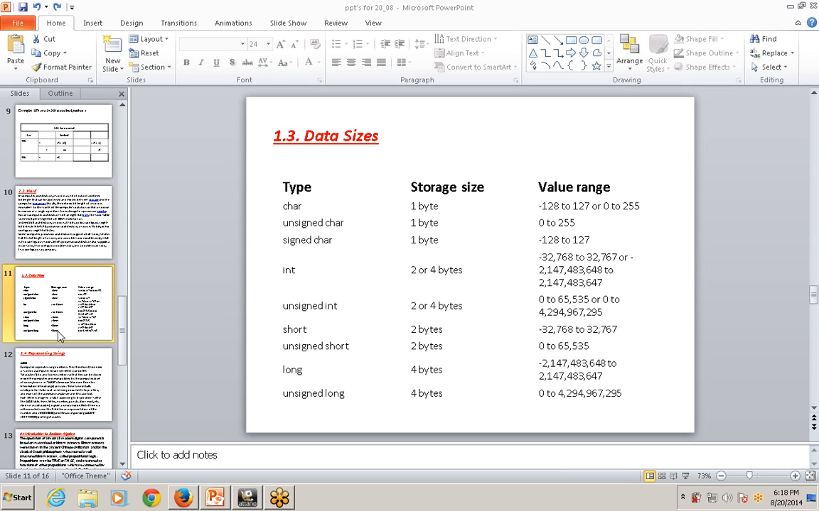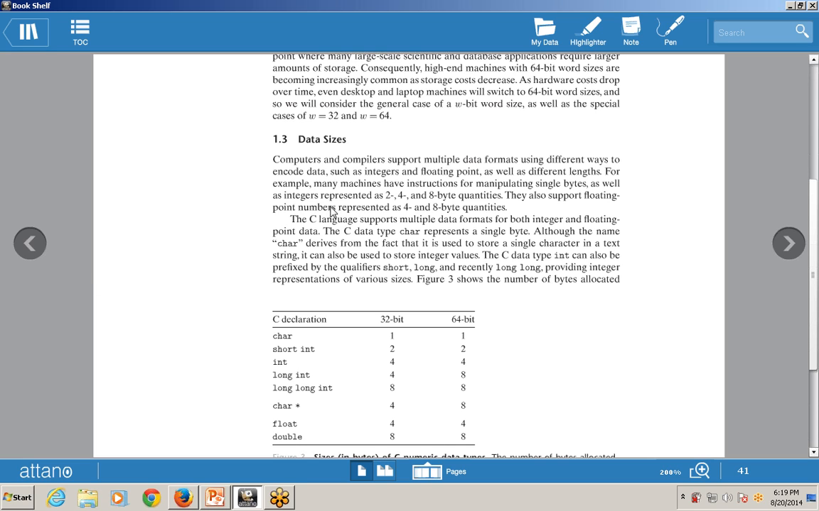These are the data sizes that are available in a computer system while we are performing any operation or while we are doing any coding in a programming language. These data sizes are in use. Now, these are the data sizes in C language.